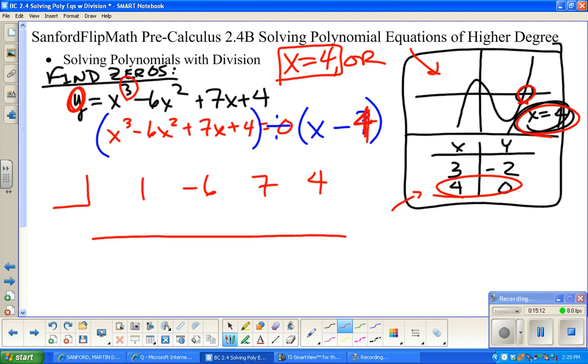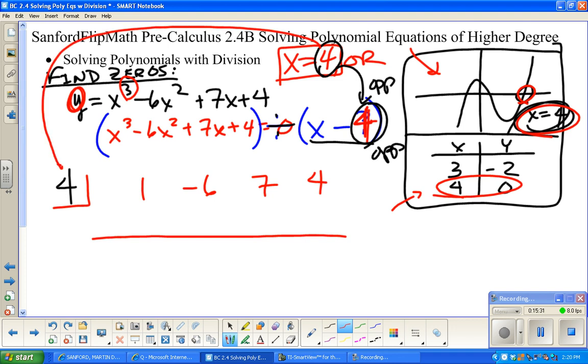Okay, so watch this. I'm doing the opposite to get to the factor, and then when I divide with synthetic division, if I'm dividing by x minus 4, I have to do the opposite again. A positive 4 goes here. So in essence, the 0 itself could go straight into the box.